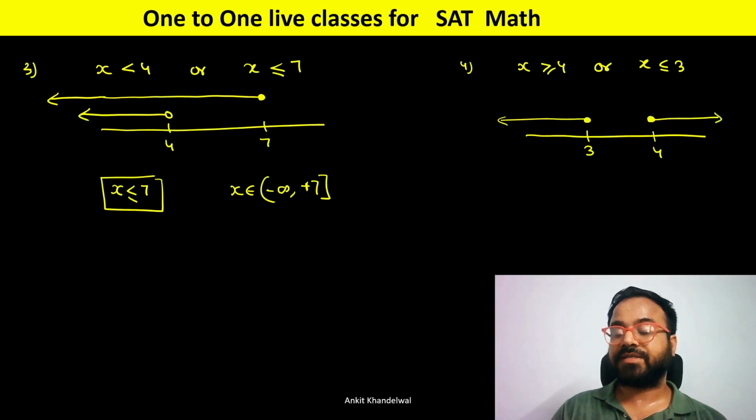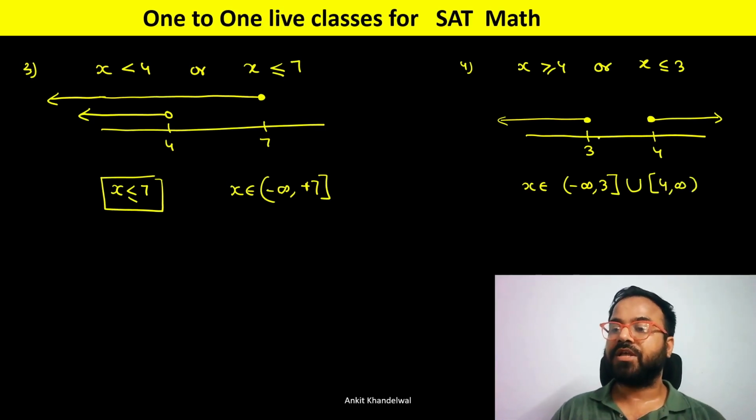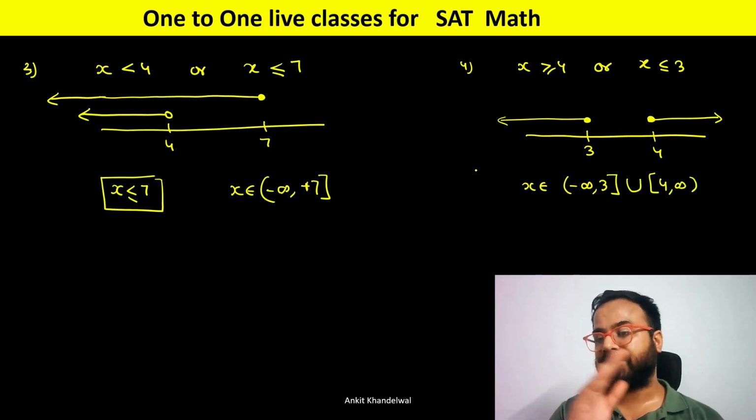4. Since we are talking about the or, the union, whatever is there on the number line will be covered. So finally your answer, if you want to write in the interval notation, will be written like this: x belongs to minus infinity to 3 included, and the symbol for union we use is U. This is the symbol for union, 4 to infinity. 4 is also included. So in the solution we always write from left to right.